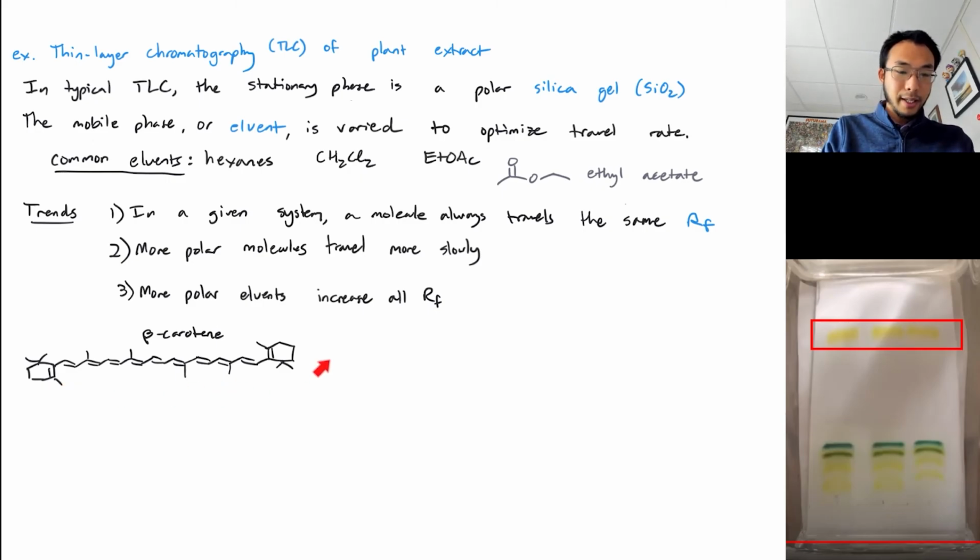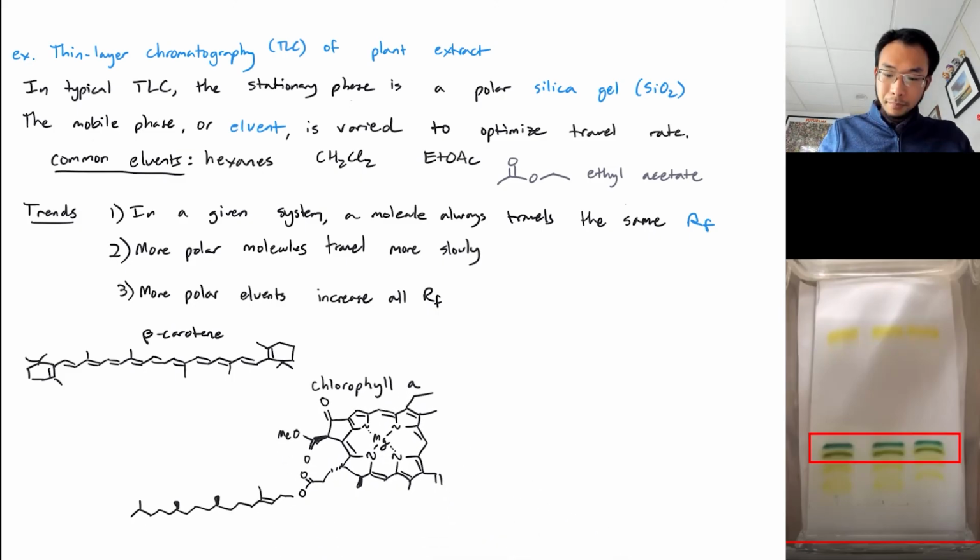And indeed, if you look at its structure right here, this is a pretty nonpolar structure. In fact, it's just carbons and hydrogens. There are no electronegative atoms to create any permanent dipoles. And it's a very symmetric molecule, so there's no dipole at all. So it's really only going to be interacting through van der Waals interactions with the stationary phase. That means that it should travel very quickly with the mobile phase.